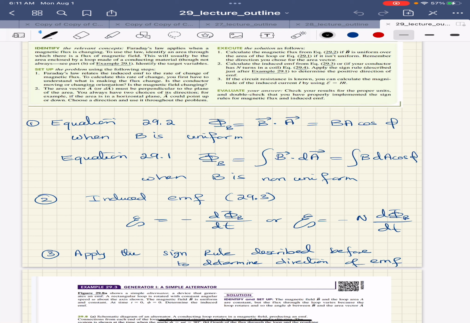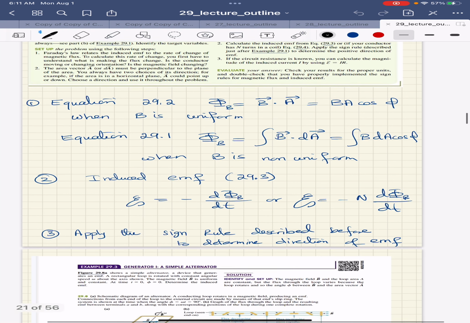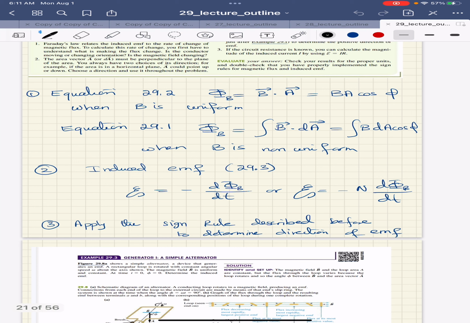And when B is uniform, we can of course have that equation valid. And when we have B non-uniform, then we're going to have integration of B times dA cosine phi. According to Faraday's law, the induced EMF, this is 29.3, EMF equals negative delta phi B over delta t, or if the conductor has so many turns, then we're going to, of course, have that N in the equation.